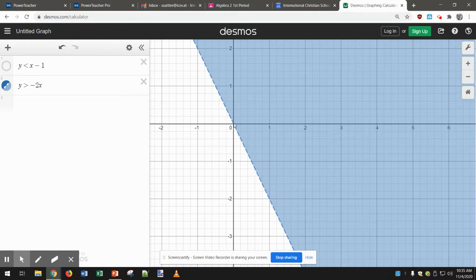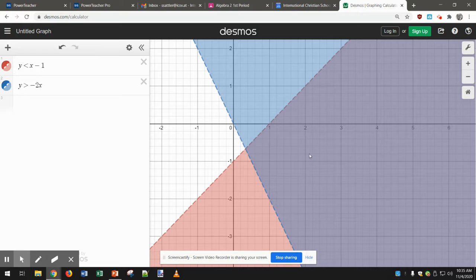If I put the second one on there by itself, it looks like this. The y-intercept is 0, and the slope is -2. So I go down to the right 1, down to the right 1. And I shade above the line because it's y is greater than -2x. But if I look at them at the same time, notice there's one blue region, one red region, and one purple region. The purple region is the one we are looking for when we do these. These are the points that satisfy both of them at the same time. The red region only satisfies the red inequality, and the blue only satisfies the blue.